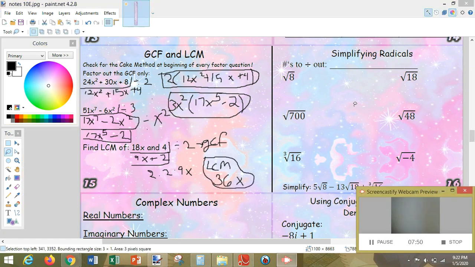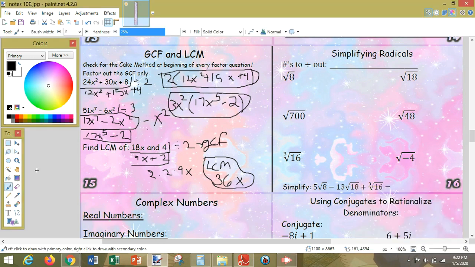Page 16, we're simplifying radicals. The numbers you want to divide out are our perfect squares. Perfect squares that we want to factor out are negative 1, 4, 9, 25, and 49. Although there's an infinite amount of perfect squares, almost all the questions will always ask using only these squares.